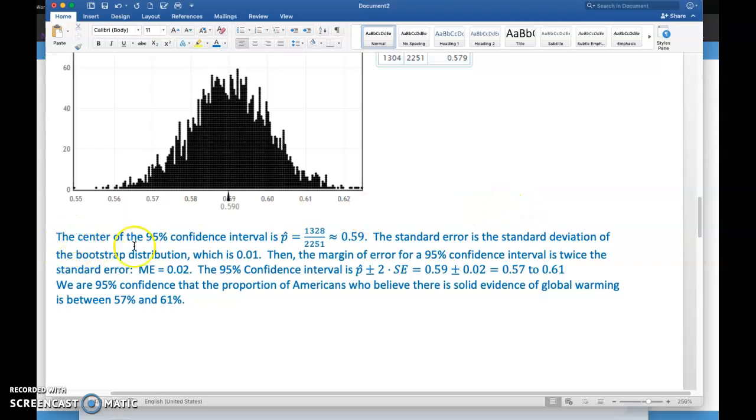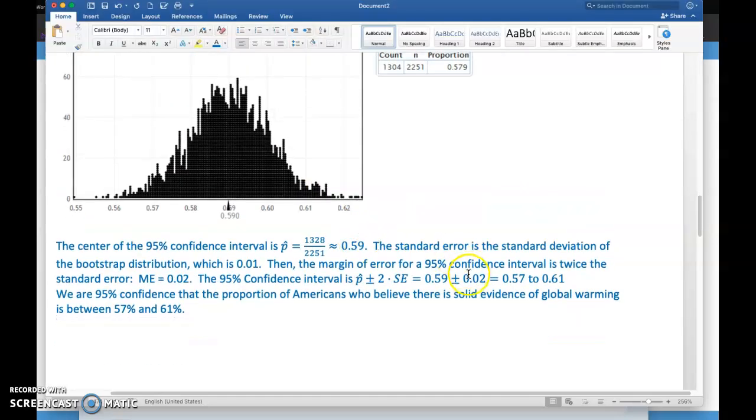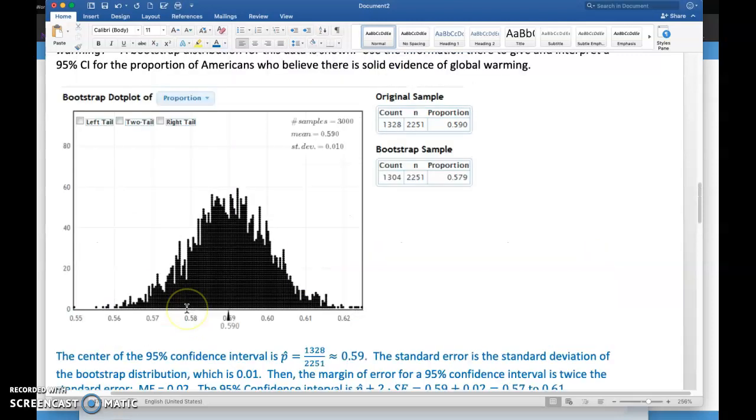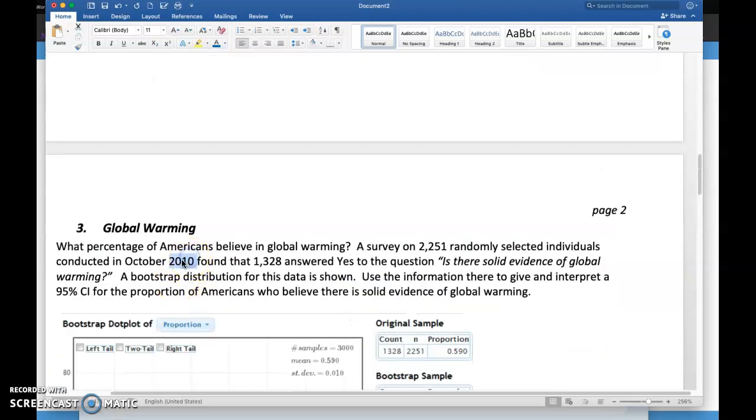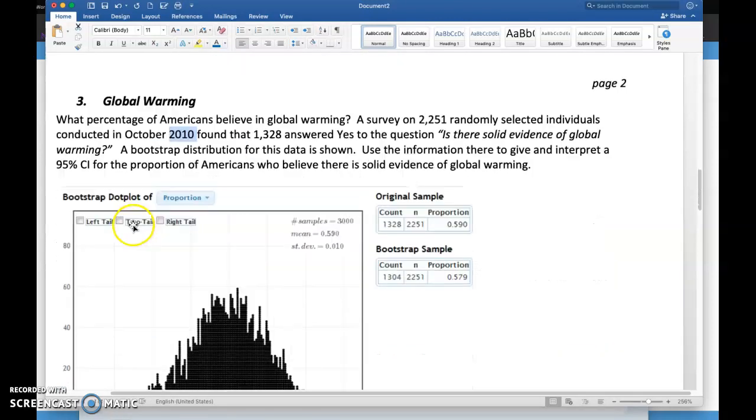As a quick review, we found the center of the 95% interval to be the sample statistic, the p-hat, and then we used the bootstrap distribution to create a standard error. And then for 95%, we're going to double that standard error. And we got that we're 95% confident that the true proportion of all Americans who believe that there's solid evidence of global warming is between 57 and 61%, at least in 2010. So this data is a little bit old.